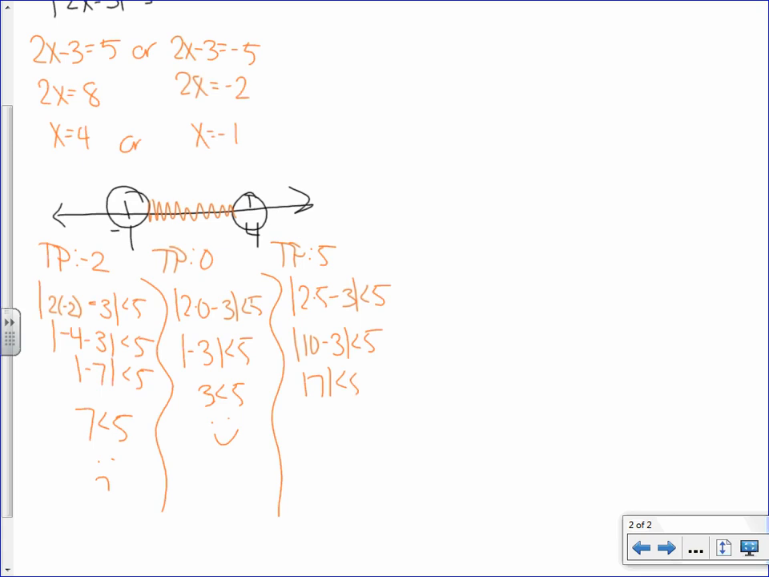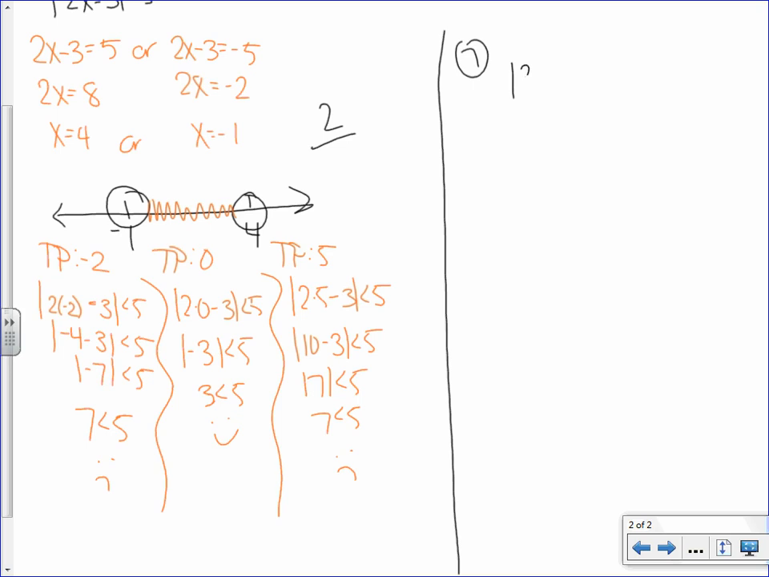That's going to be the absolute value of 7. And as we previously discussed, 7 is not less than 5. So we are not going to shade there. So my x's are stuck between negative 1 and 4. So that is going to be choice 2. On to number 7.